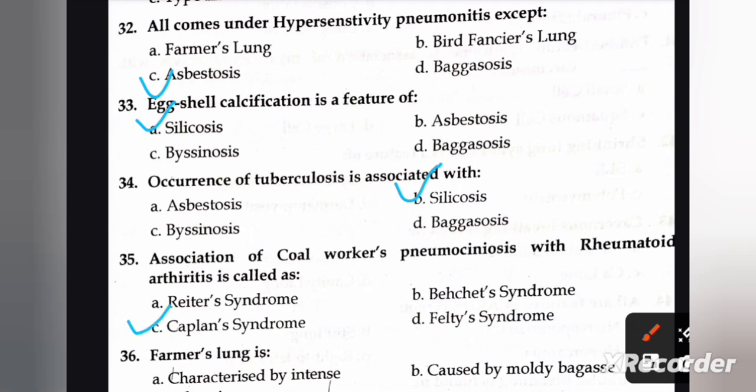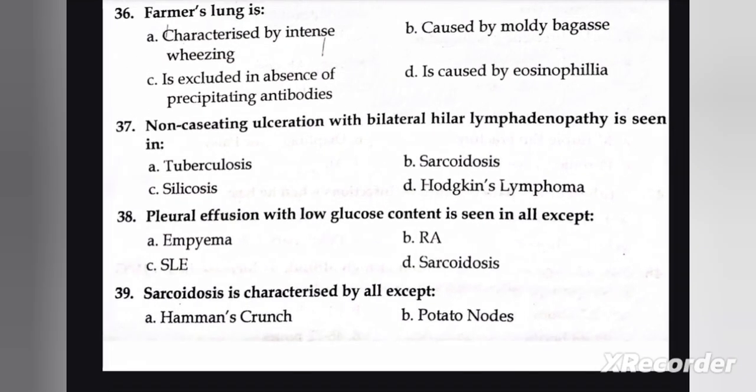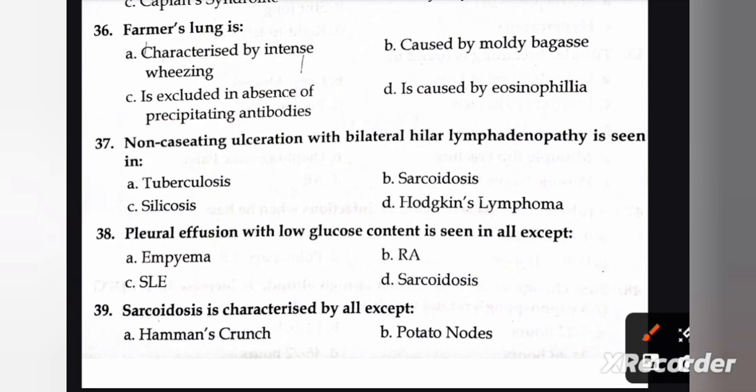Kaplan's syndrome. Next question is, farmer's lung is A. Characterized by increased wheezing, B. Caused by moldy bagasse, C. Excluded in absence of precipitating antibodies and D. Caused by eosinophilia. The right answer is C. Excluded in absence of precipitating antibodies.